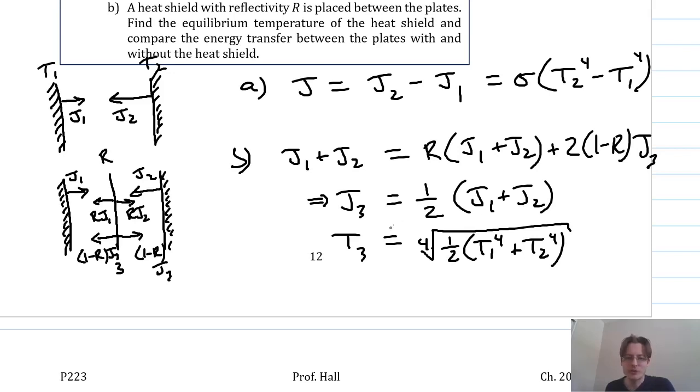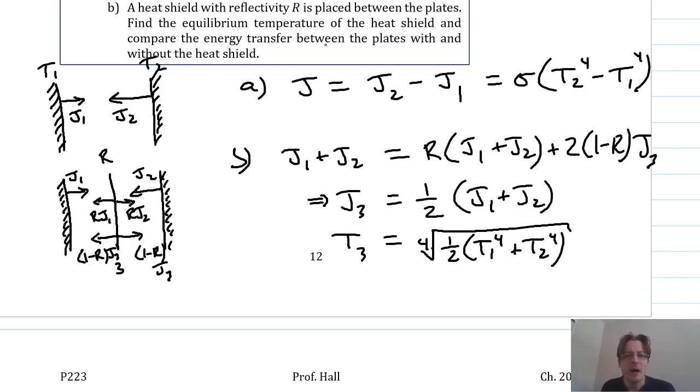So it reaches kind of like an average temperature, not really average because it's the average of the fourth powers of the temperature, and then you take the fourth root. But that tells you the temperature. It's really similar to the previous problem, it's just now you have energy coming in from the other side of the sheet as well. That has to be accounted for.